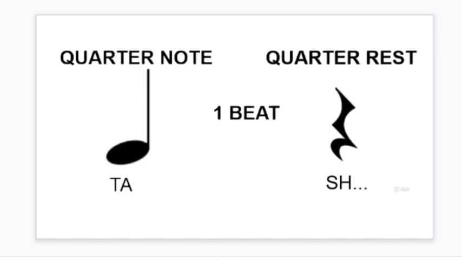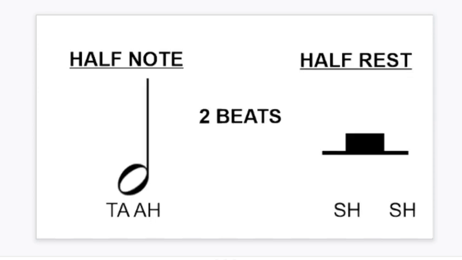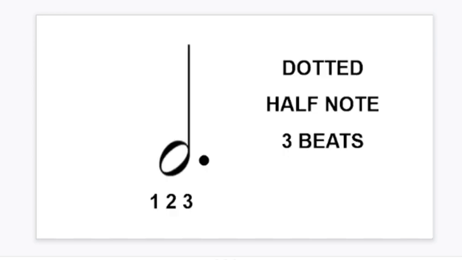Quarter note, quarter rest, one beat. Ta, sh. Eighth notes, half a beat each. Half note, 2 beats. Ta, half rest, 2 beats. Sh, sh. Whole note, 4 beats. Whole rest, 4 beats of silence. Dotted half note, 3 beats.